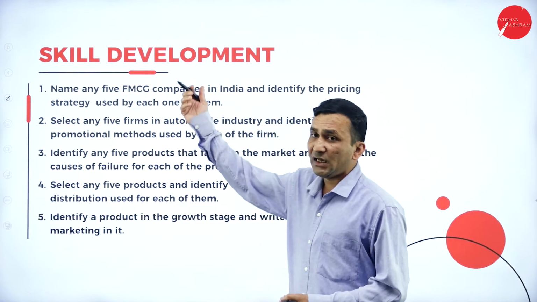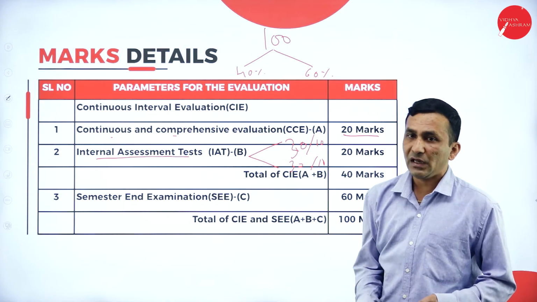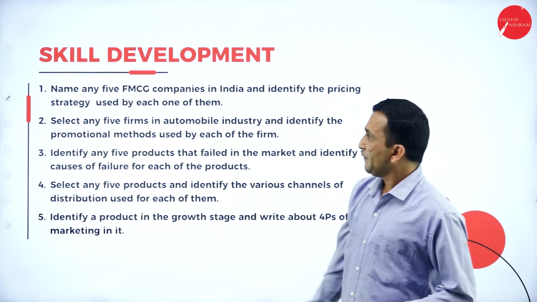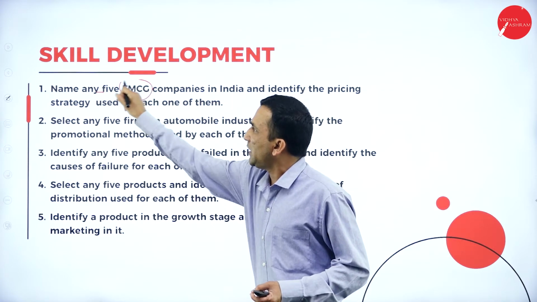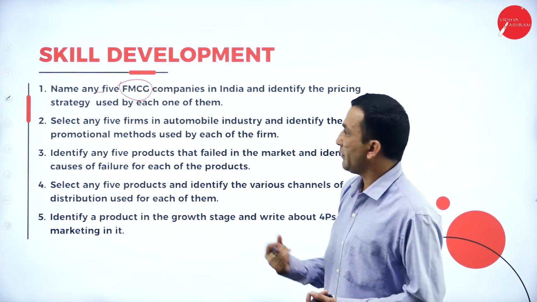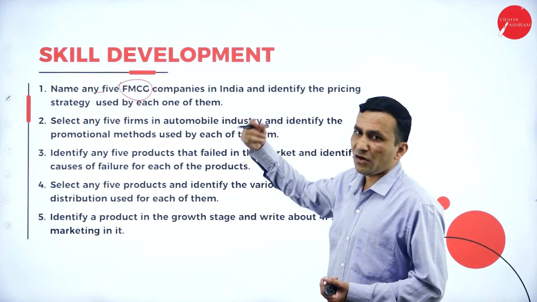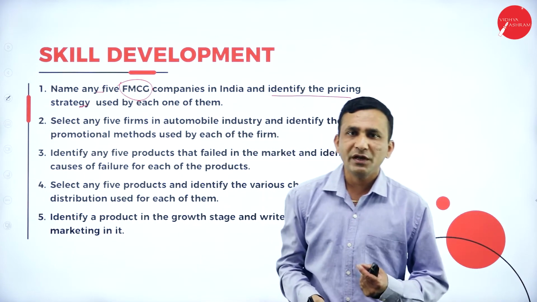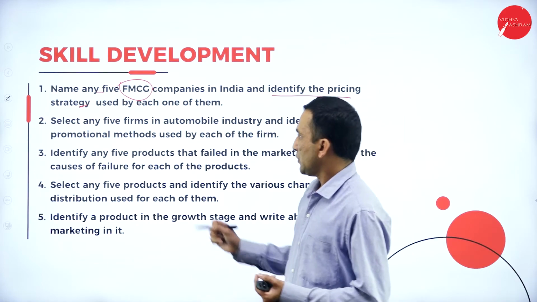Moving forward to skill development, see how we do the continuous and comprehensive evaluation. For skill development, a few topics are given here. Name any 5 FMCG companies. We will get detailed information related to FMCG. FMCG means what, I will explain. So name any 5 FMCG companies in India and identify the pricing strategy, because each and every company uses a strategy based on their marketing mix. So obviously we need to study.